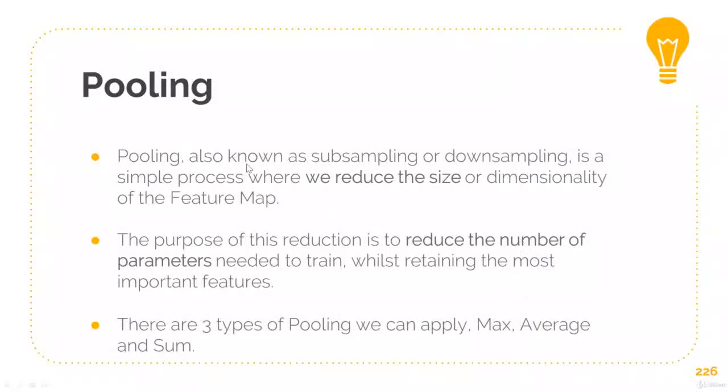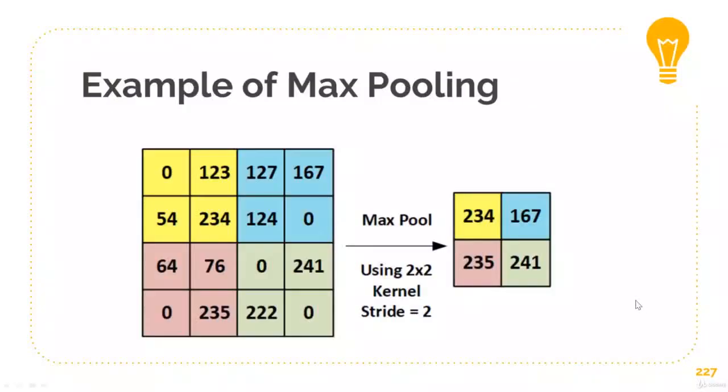Pooling, as I just said, is also known as subsampling or downsampling, and is a simple process where we reduce the size or dimensionality of the feature map. The purpose of this reduction is to reduce the number of parameters that we need to train whilst retaining most of the important features and information in the image. There are basically 3 types of pooling we can apply. There are actually some more, but let's take a look at these 3 main types that are used.